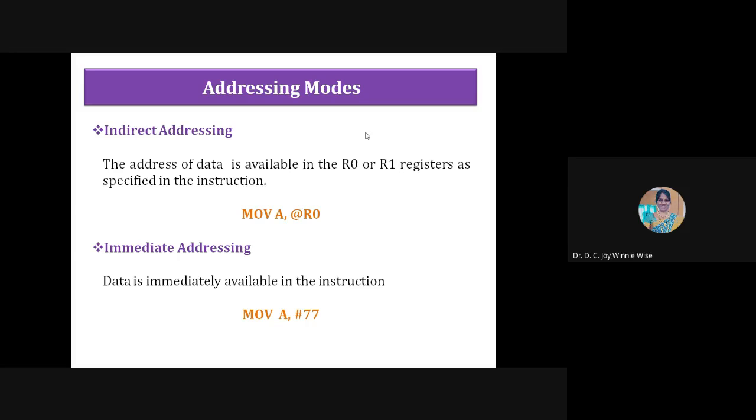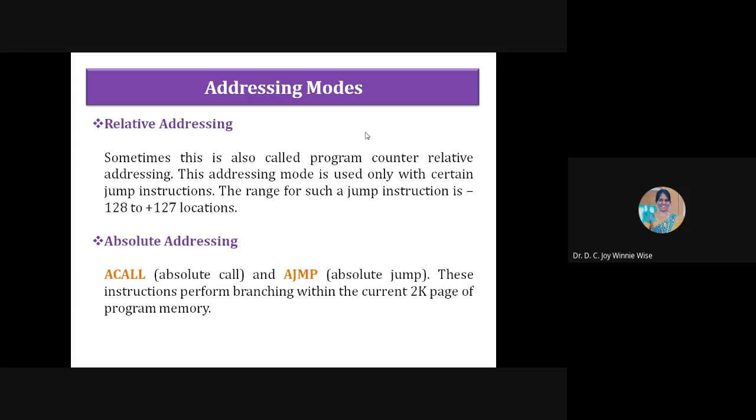So in indirect addressing, one operand will be an indirect address. Immediate addressing means one operand must be data, which is available in the instruction. The next one is relative addressing. We have the jump instructions, which we already saw.